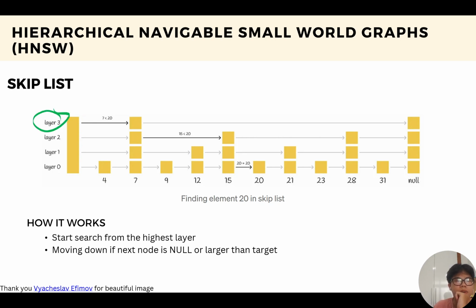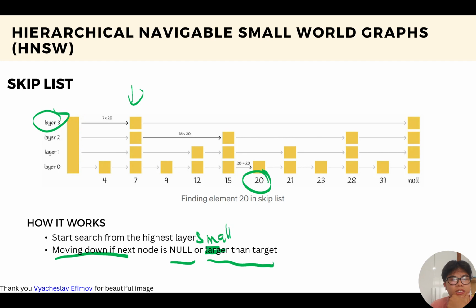We have the query, right? We want to search for the element 20. We start the search from layer 3. We move down if the next node is null or larger than the target. We see that the next node is 7, smaller than 20, so we move to the next one. We choose it as the current node, and we see that the next node of this current node is null, so we move down from layer 3 to layer 2.